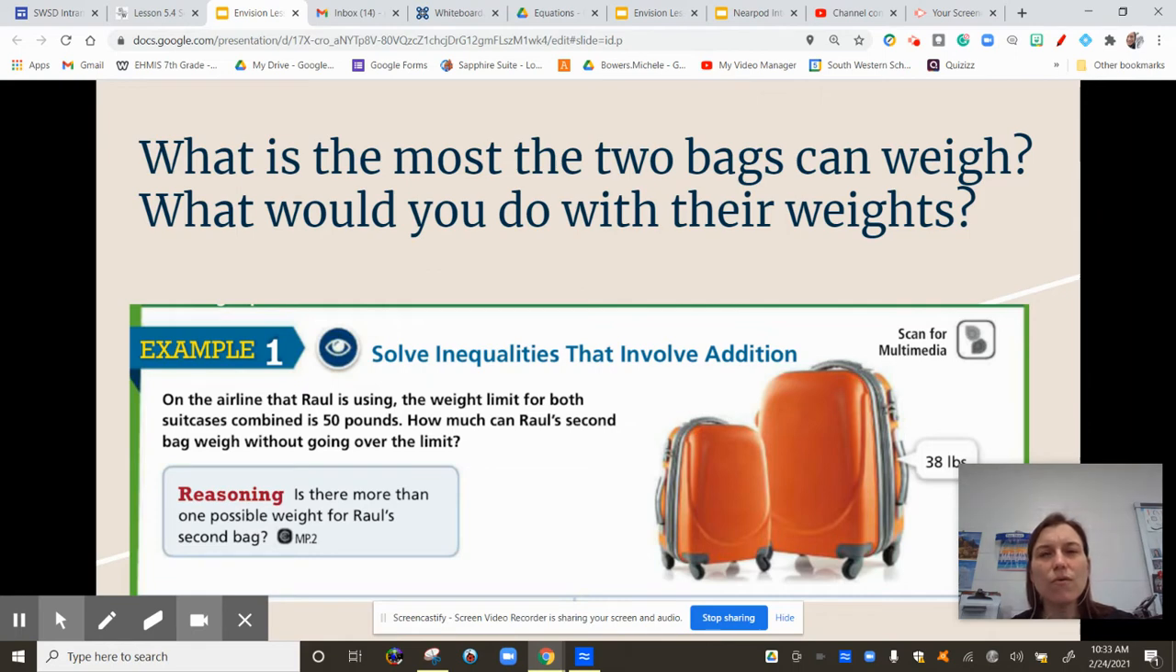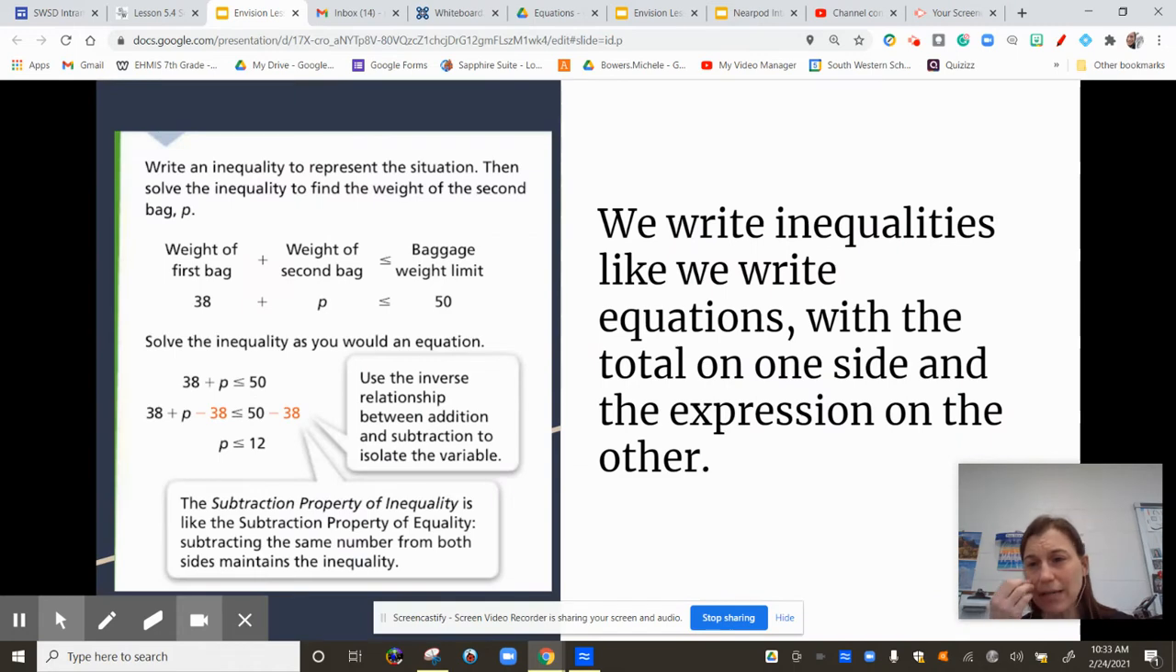So what are we going to do with the weights of these two suitcases to get to the combined weight? So when we're combining the weight, well, combine means add. So we're going to add these two weights together, and at most, those two weights can be 50 pounds. So let's look at what the book does. So in your textbook, underneath that picture on page 274, you're going to see they're taking you step by step with what you would do for this.